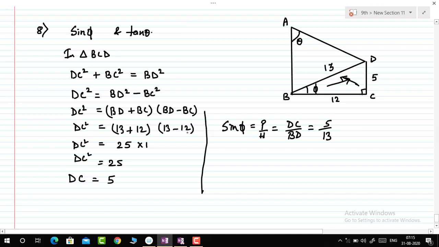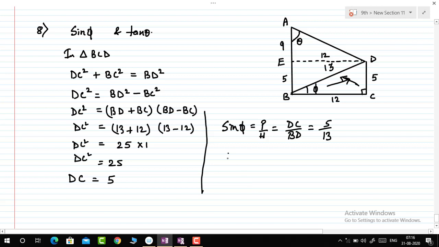Now we have to find the value of tan theta. So what I'll do, I'll take a horizontal line from this vertex and we'll mark a point E. Now if BC and DE are parallel, so this is 12, so DE will also be 12. Now this entire AB is given in the question as 14, and this part is 5. So the rest, AE, will be 14 minus 5, that is 9.